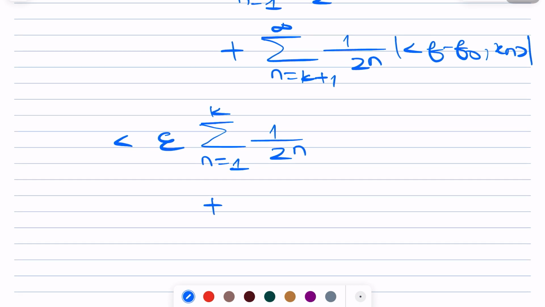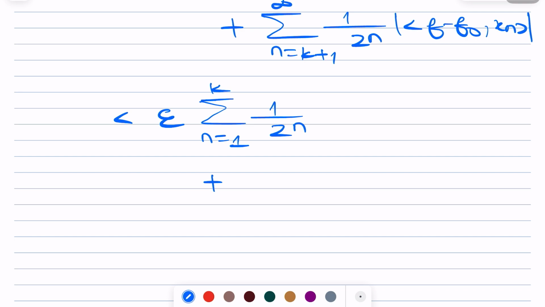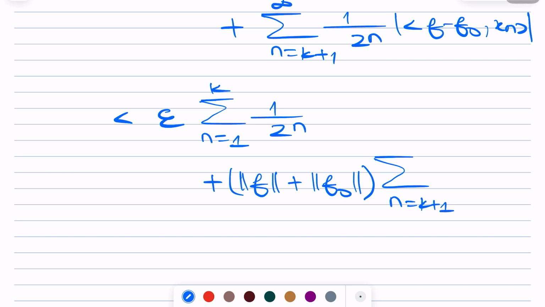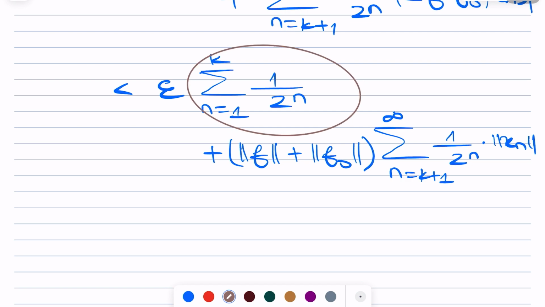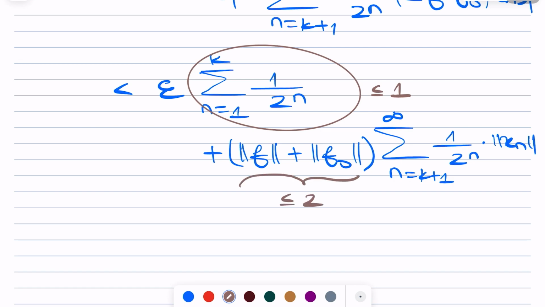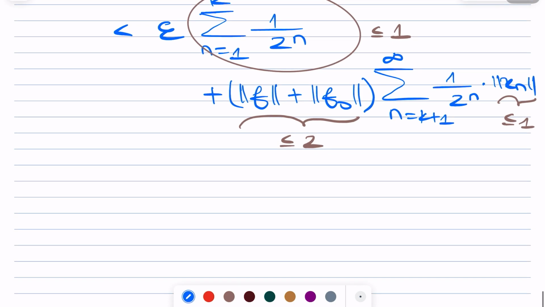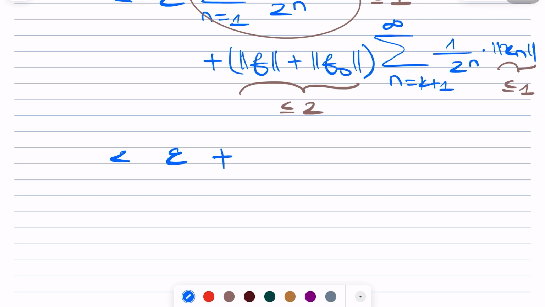Plus, now I will just use the fact that F is continuous, so by continuity, plus the operator norm of this times the summation over n moving from k plus 1 to infinity of 1 over 2 to the power n times the norm of xn. Now observe that this quantity here is less or equal than 1, right? So this is less or equal than 2 because F and F0 are in the closed unit ball in E star. And also the sequence xn, you should remember, was chosen in the closed unit ball in E. So this is actually slightly less than epsilon plus 2 times the summation of 1 over 2 to the power n moving from k plus 1 to infinity.